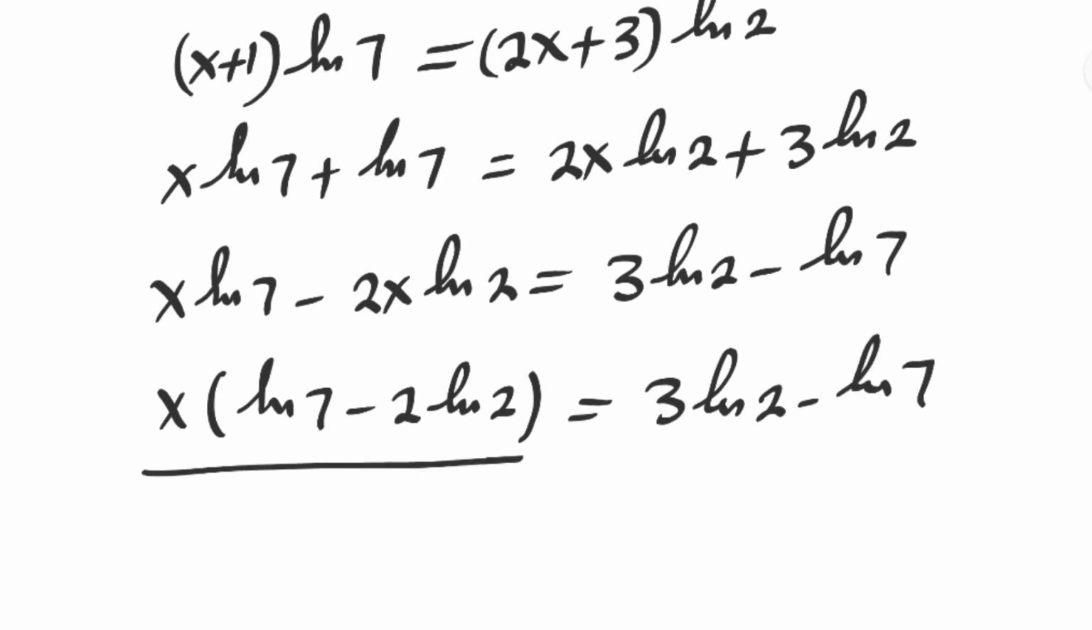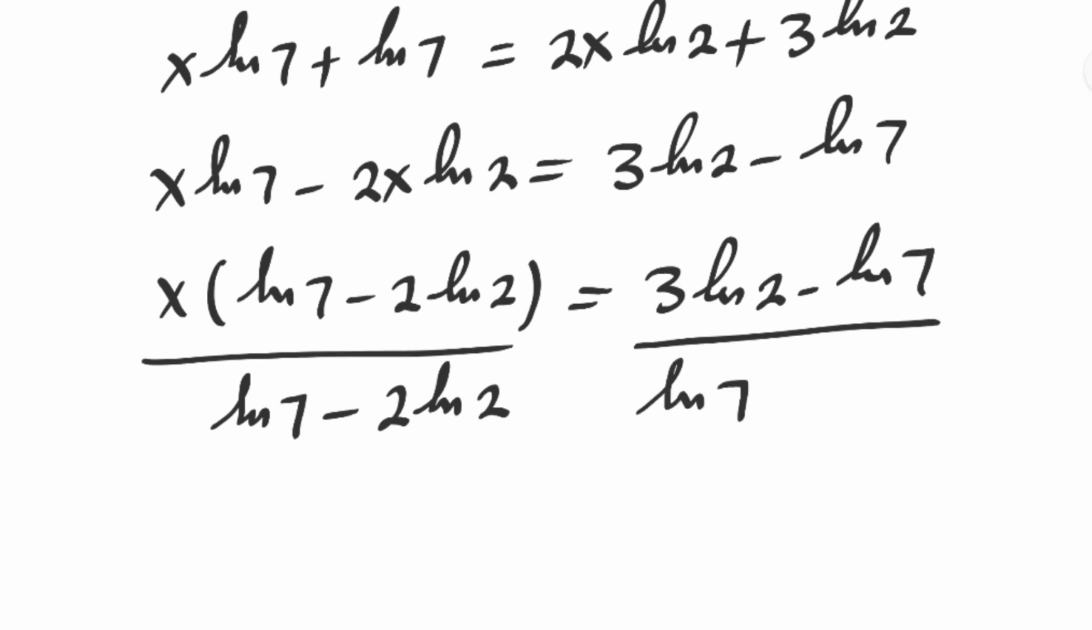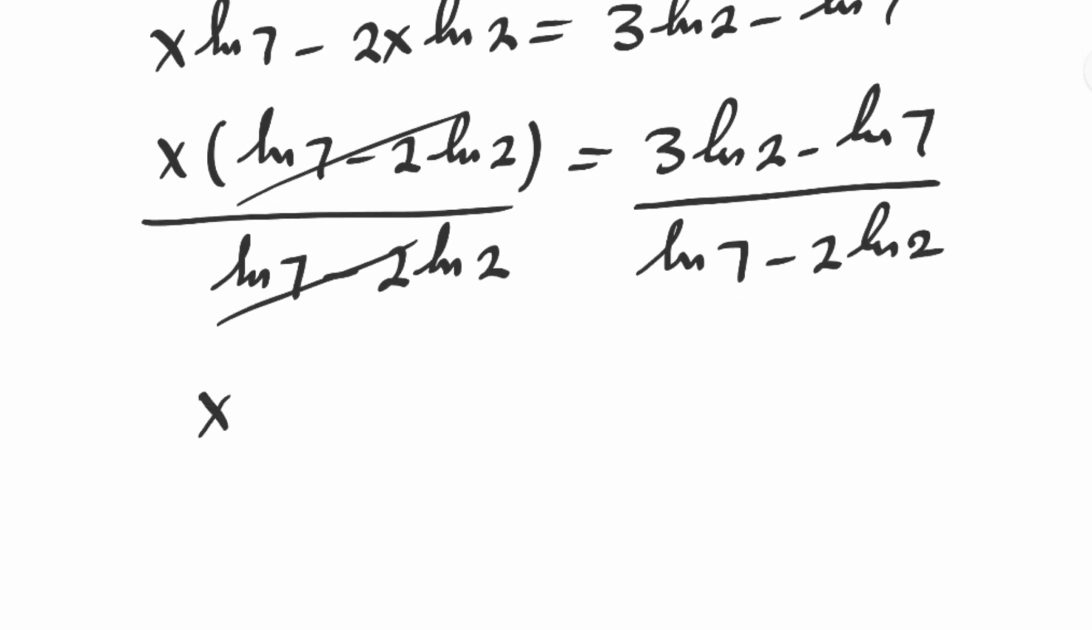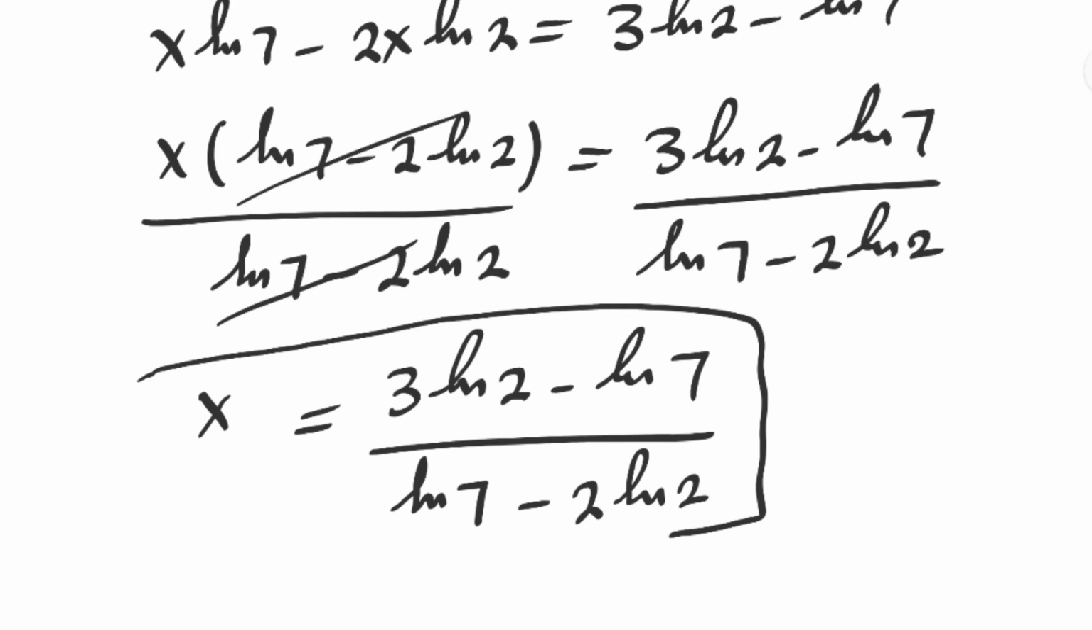Now, this divided by ln of 7 minus 2 ln of 2, and this divided by ln of 7 minus 2 ln of 2. This cancels this. x is equal to 3 ln of 2 minus ln of 7 over ln of 7 minus 2 ln of 2. Then this is the answer in terms of natural logarithm.